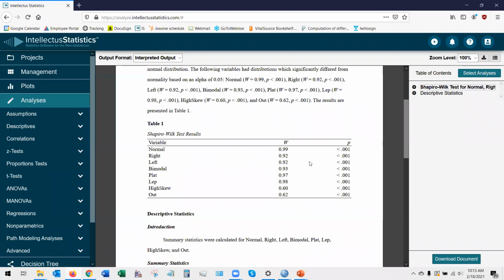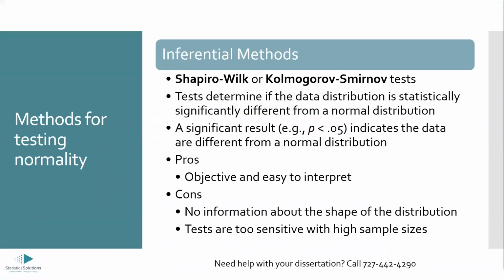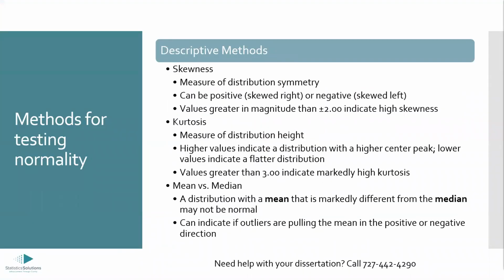So in this case, our Shapiro-Wilk test is just telling us that, across all of these variables, they're all different from normal. But because our sample size is so high, maybe this isn't the most helpful or detailed information. So we should probably use additional methods to see what exactly is going on with these data. So now let's talk about descriptive methods, which might give us some more detail beyond the inferential methods.